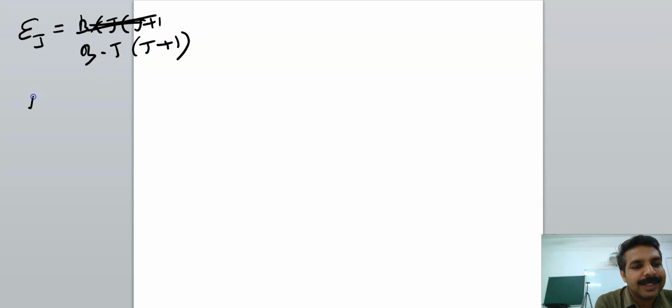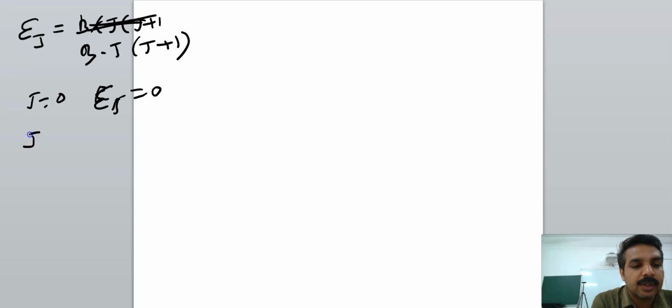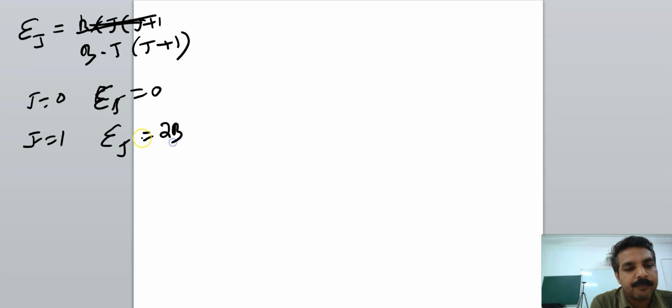So when J is equal to 0, that is the lowest rotational level, epsilon j is equal to 0. That is the energy of the ground state. The ground rotational level is 0, that is, in the ground level there is no rotation; the molecule isn't rotating. When J is equal to 1, epsilon j is equal to 1 into 1 plus 1, that is 2B. And when J is equal to 2, epsilon j is equal to 2 into 2 plus 1, that is 6B.